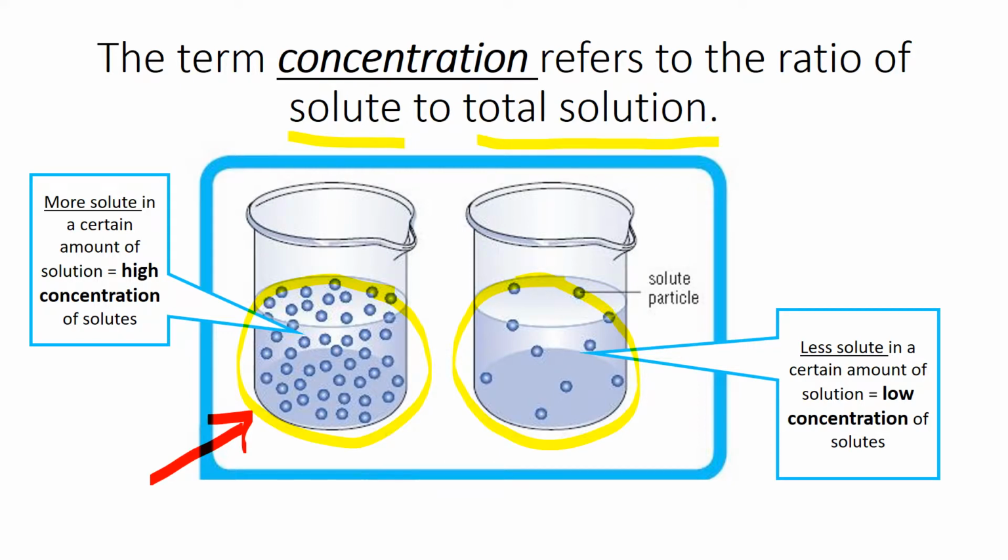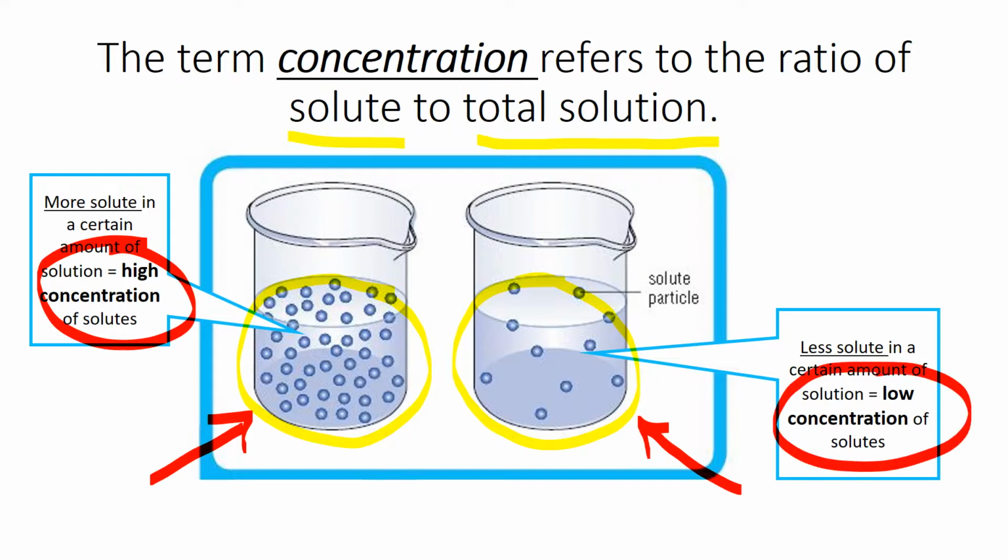If I look over on the right, I see that there are many fewer bits of solute in that solution, and so therefore I would say that it has a low concentration of solutes. Notice that the solutes are far apart and there aren't very many of them in the same amount. So over on the left there's a high concentration, and over on the right there's a low concentration.